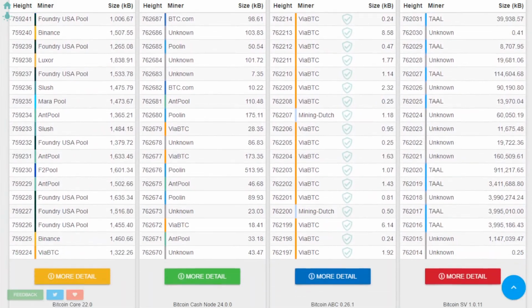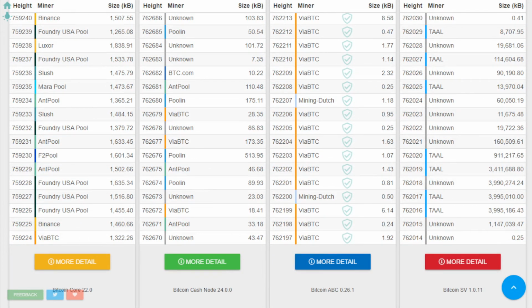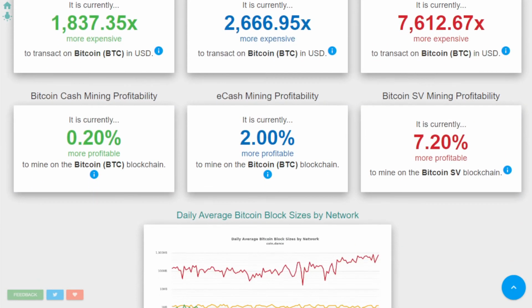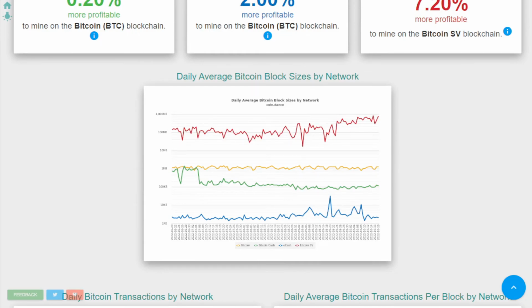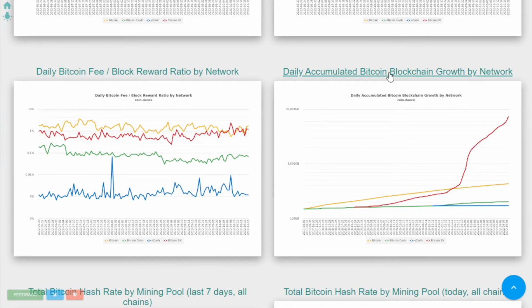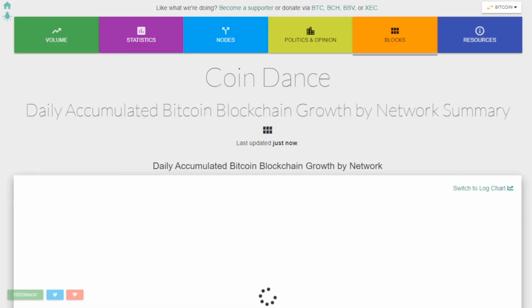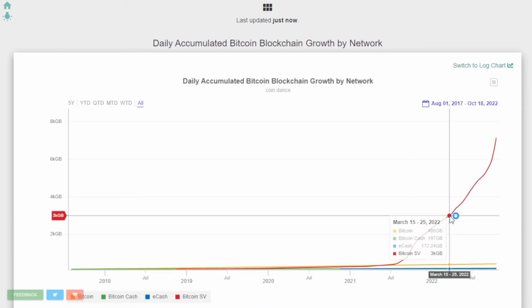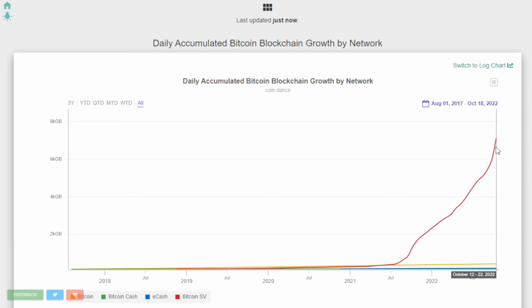Look at the size of these blocks coming through here. Look at these gigabyte blocks. And it's currently 7.2% more profitable to mine on the network due to the volume of data and transactions being uploaded onto the network. However, this graph is the most important one by a long shot. This is the daily accumulated Bitcoin blockchain growth by network. Look at this. This is the size of the network. This represents the amount of utility, the number of corporations coming on and using the network for its data efficiencies and data securities. This is just absolutely phenomenal.